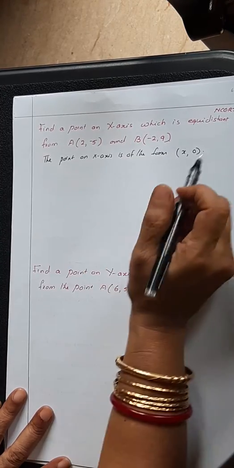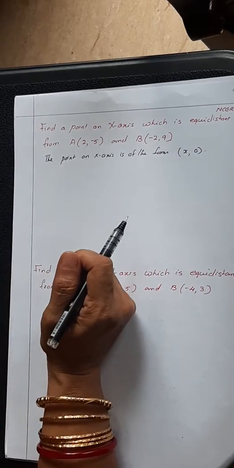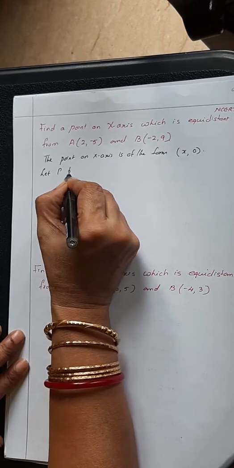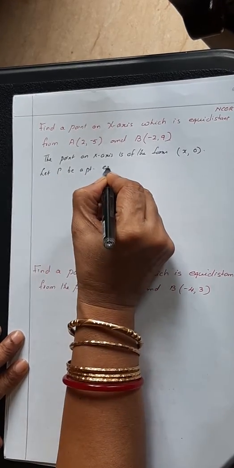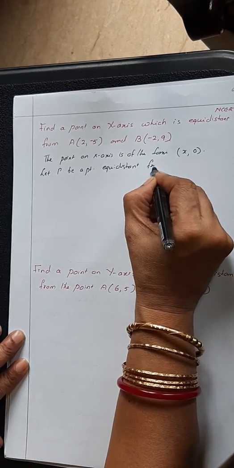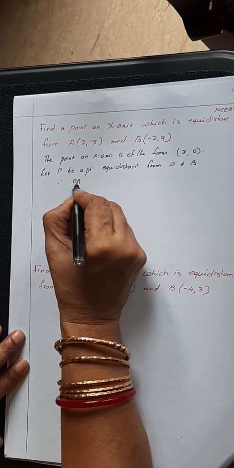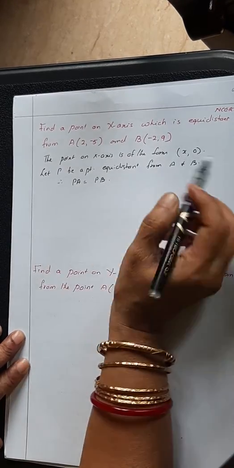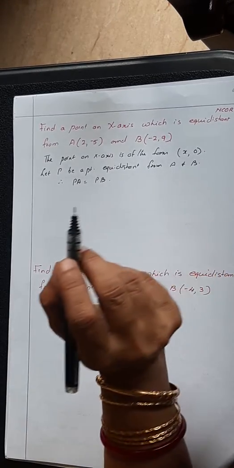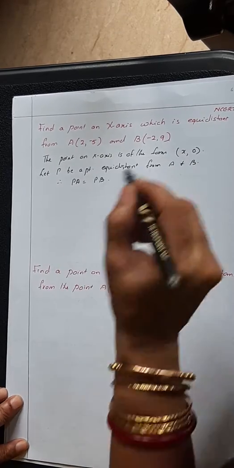Let P be a point which is equidistant from A and B. Therefore, PA is equal to PB. So the point P is (x, 0).